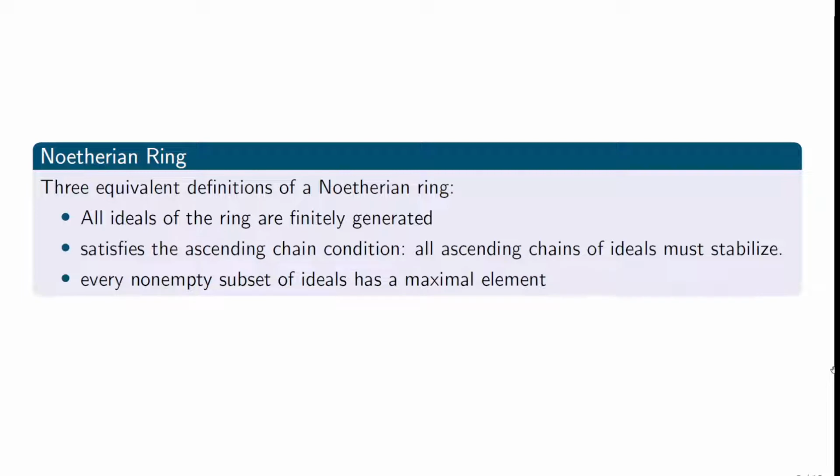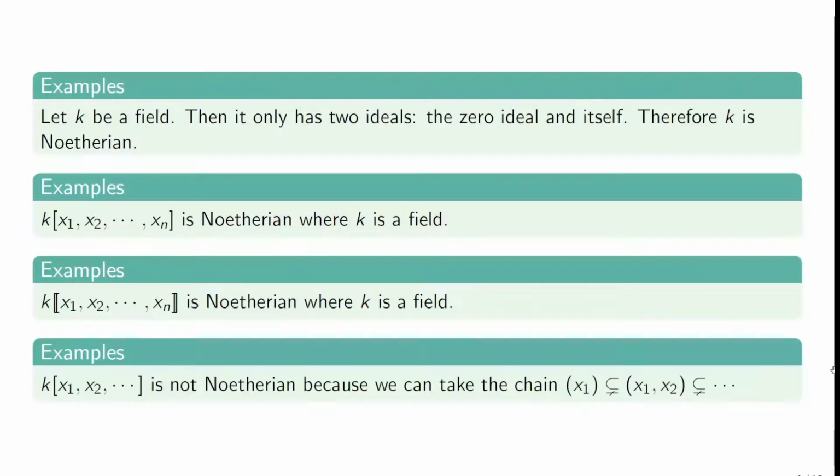The very first thing that we need to know is what is a Noetherian ring. It's essentially a ring that has a specific property that can be described with three equivalent statements. One of the ways we can describe a Noetherian ring is a ring where all of the ideals of the ring are finitely generated. The other way is that it satisfies the ascending chain condition, which means that all ascending chains of ideals must stabilize. Additionally, we can use Zorn's lemma to make an equivalency to the statement: every non-empty subset of ideals has a maximal element.